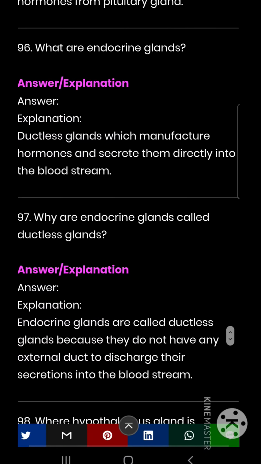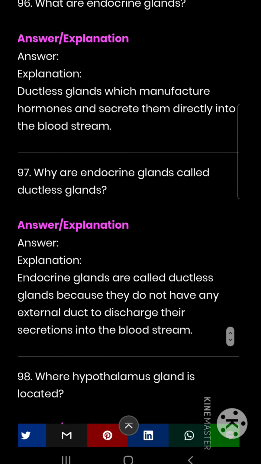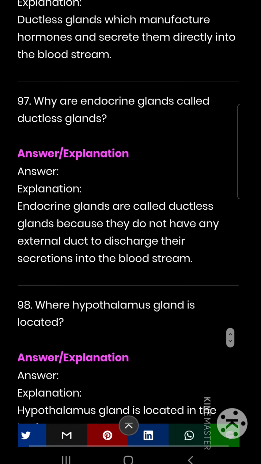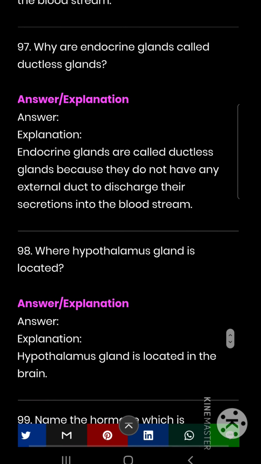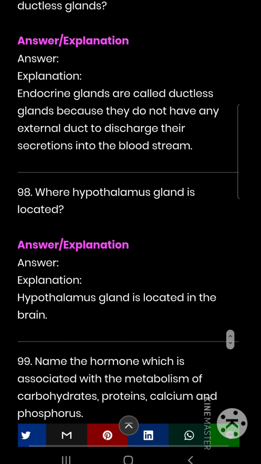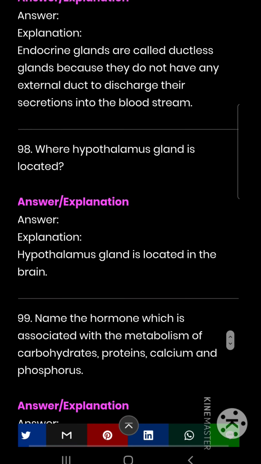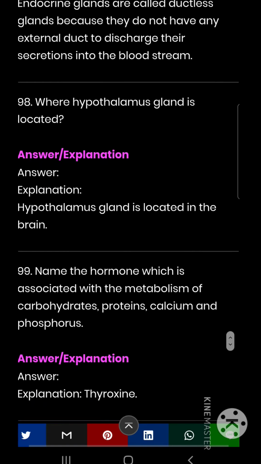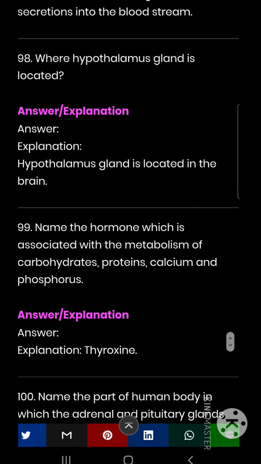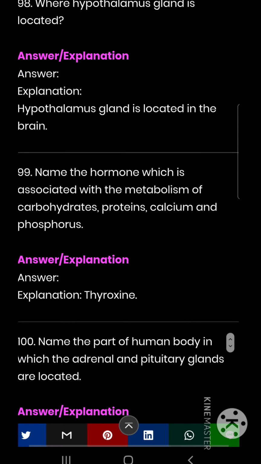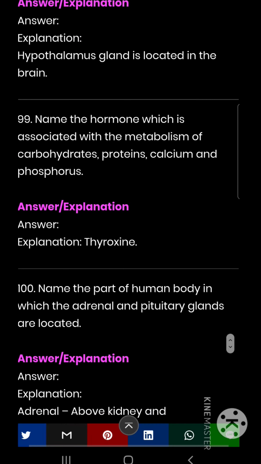What are endocrine glands? Ductless glands which manufacture hormones and secrete them directly into the bloodstream. Why are endocrine glands called ductless glands? Endocrine glands are called ductless glands because they do not have any external duct to discharge their secretions into the bloodstream. Where hypothalamus gland is located? Hypothalamus gland is located in the brain.